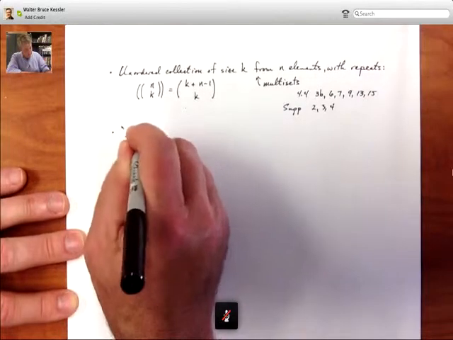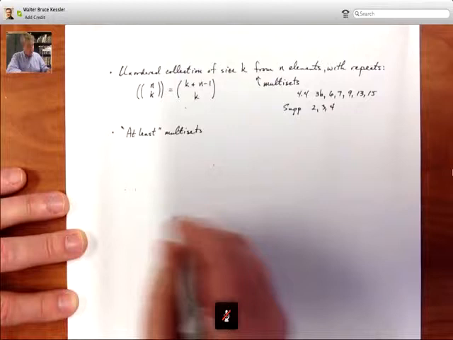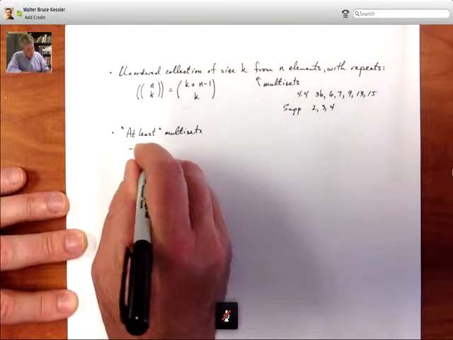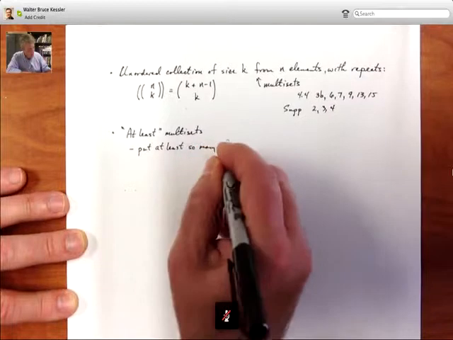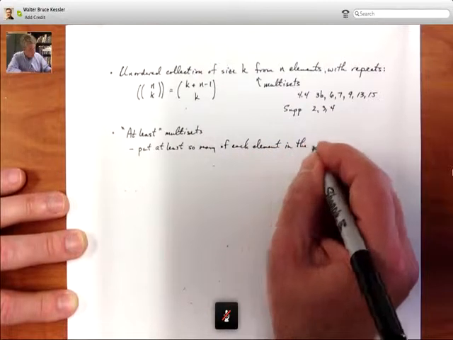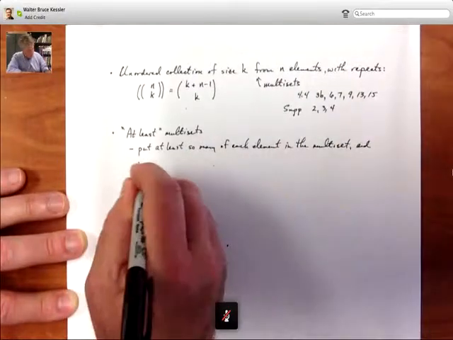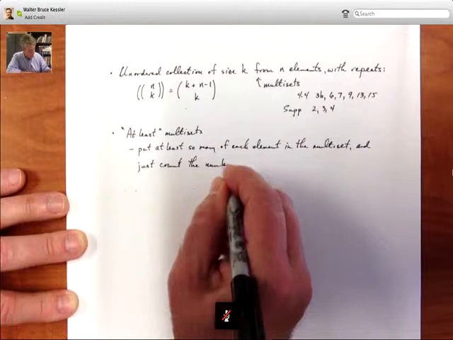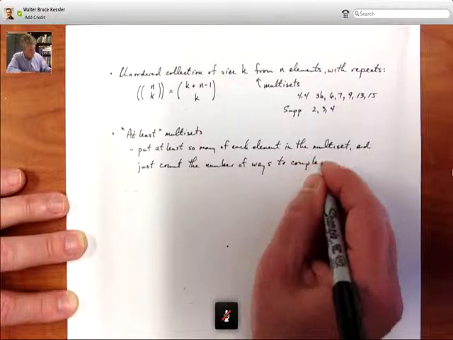And then we talked about what I call at least multisets. This is where you put at least so many of each element in the multiset, and just count the number of ways to complete it.